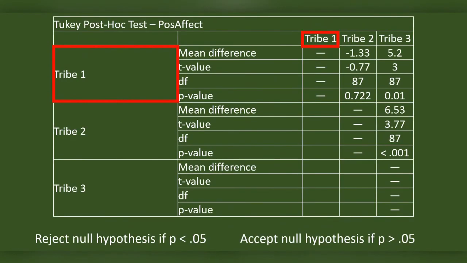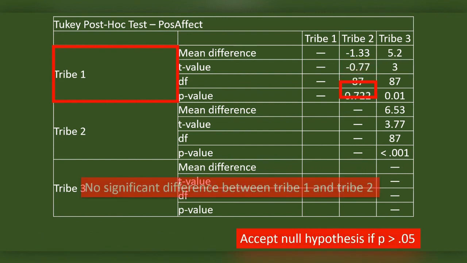This is a table on post hoc analysis. While comparing Type 1 and Type 2, the mean difference of the positive affect between participants from Type 1 and Type 2 is 1.33 with a t-value of 0.77. Probability is 0.722, which is greater than 0.05. We have to accept the null hypothesis here because there is no significant difference between Type 1 and Type 2 in positive affect.